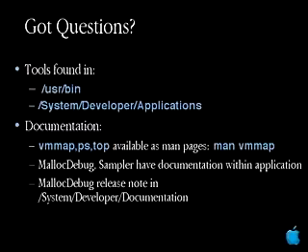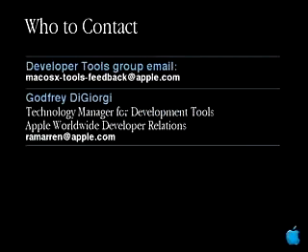If you want to use the tools, they're in /usr/bin for the command line tools. The graphical tools are in System, Developer, Applications. Documentation is available as man pages for the command line tools. Malloc debug and sampler have documentation in them, and there's also a nice release note on malloc debug explaining some of its idiosyncrasies for this particular release.